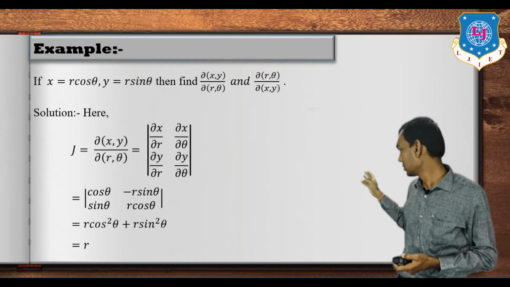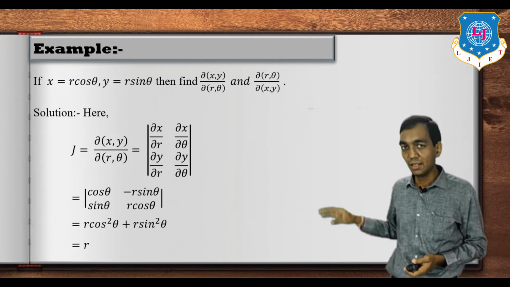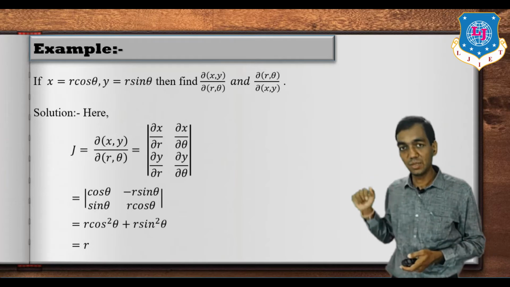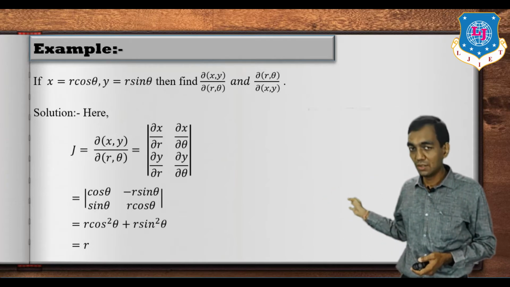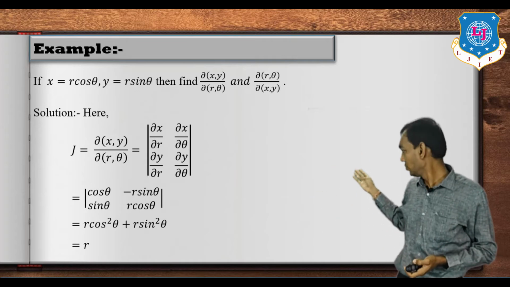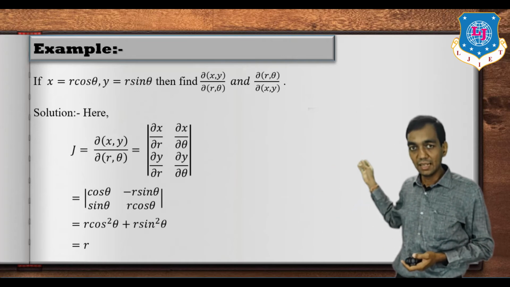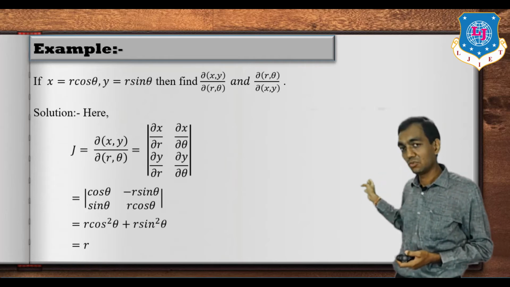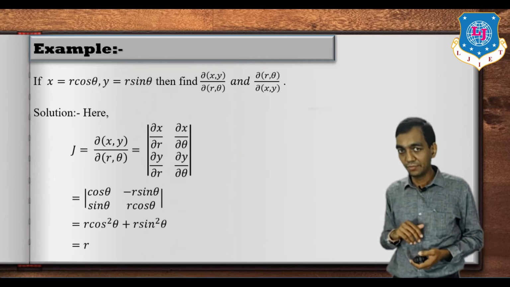That means the Jacobian of (x, y) with respect to (r, theta) is nothing but the determinant whose first row is del x by del r, del x by del theta. Second row is del y by del r, del y by del theta. Now the derivative of x with respect to r is cos theta, and the derivative of x with respect to theta is minus r sin theta.